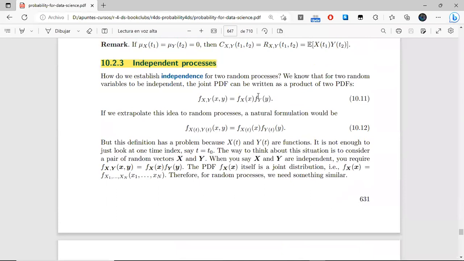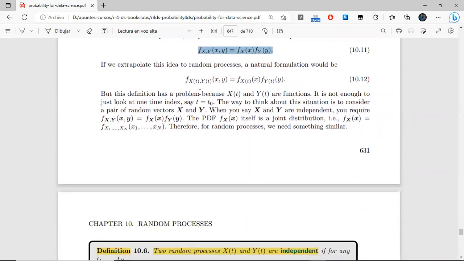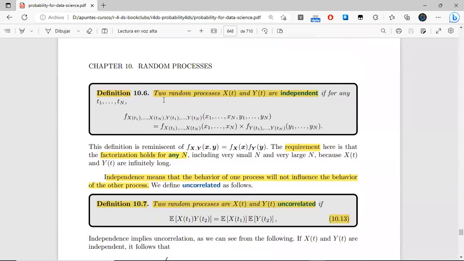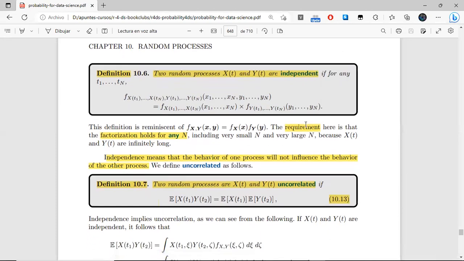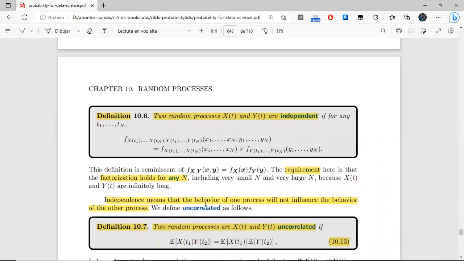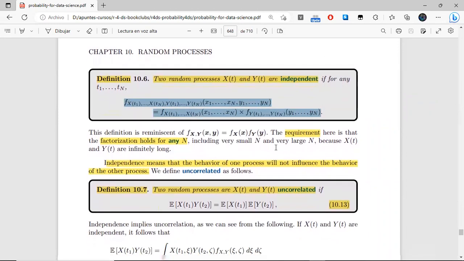So independence, again, it's just a simple generalization. For two random variables, we saw that they are independent if the PDF satisfies this. And so we expect the same for these random processes, but the way to formalize such a concept would be this formula over here. The important part is that this factorization that we saw over here, where we can split it, has to hold for any number of specific times at which you're considering your random process, whether it's small or large. So it's quite a big or a small factorization.